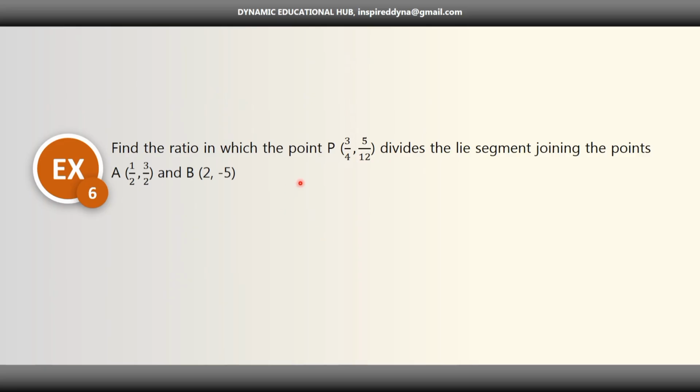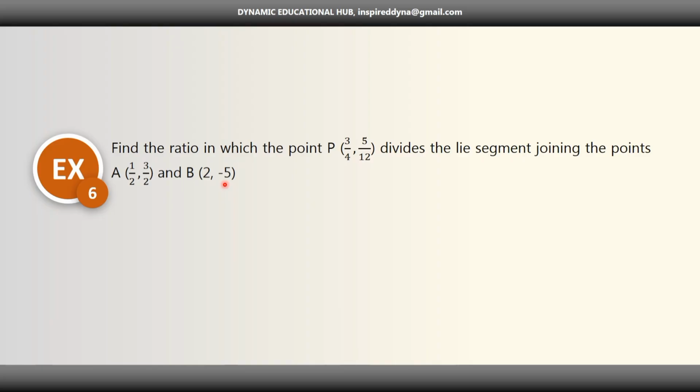Now let's do another one. Find the ratio in which the point P (3 over 4, 5 over 12) divides the line segment joining the point A (1 over 2, 3 over 2) and B (2, minus 5). How do we solve this? Let me quickly explain this.